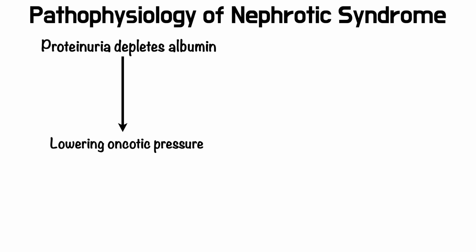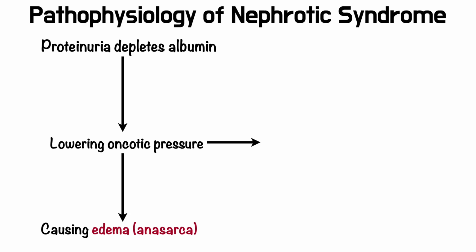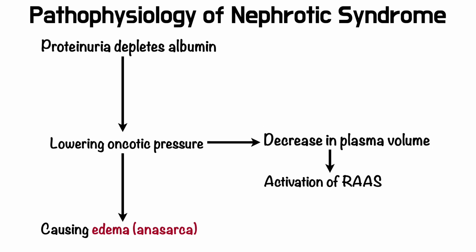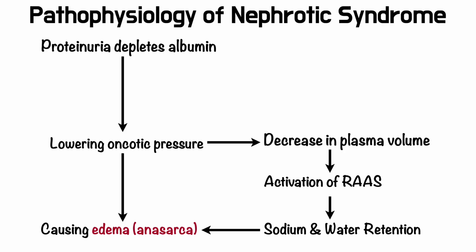You can check it out. So depletion of albumin is leading to lowering of oncotic pressure, that will cause edema, that is anasarca in clinical words, right? This edema gets exacerbated in another way also. What actually happens is that there is decrease in plasma volume, that will lead to activation of the RAS system, that is renin angiotensin aldosterone system, right? And that will lead to sodium and water retention, and thus edema is exacerbated, right?